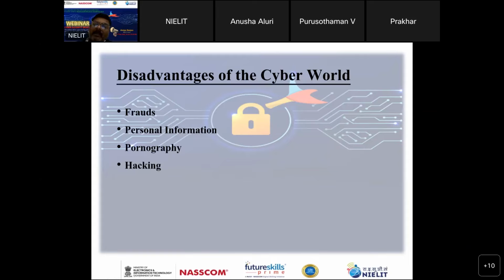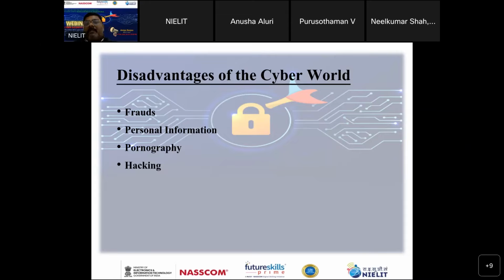But we know that along with the advantages, we have disadvantages also of each and everything. Earlier, when we used to live in a non-technical age, I mean before the cyber world or before the internet, we had different types of frauds, that is theft, murder and other things. Those are manual types of crime which we used to experience 10 years, 15 years back. But once we became dependent on the internet, the terms of this fraud changed.